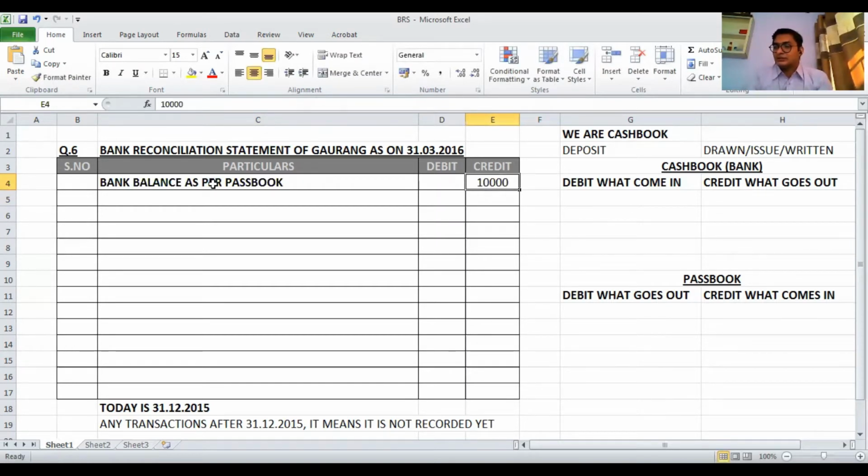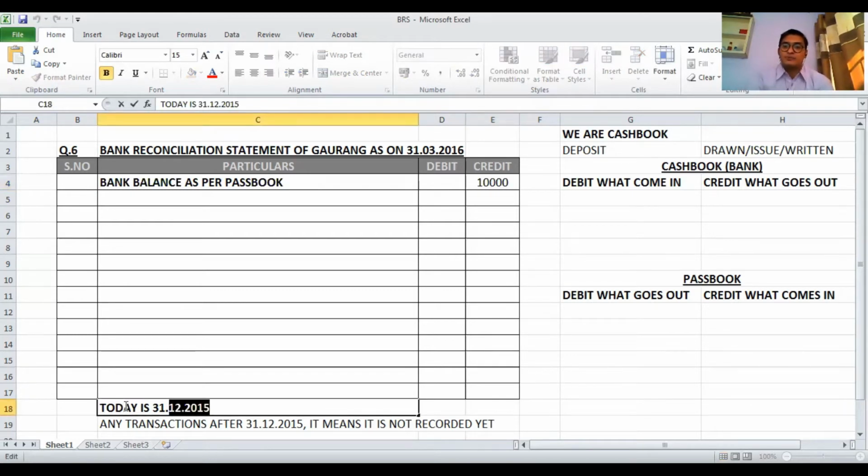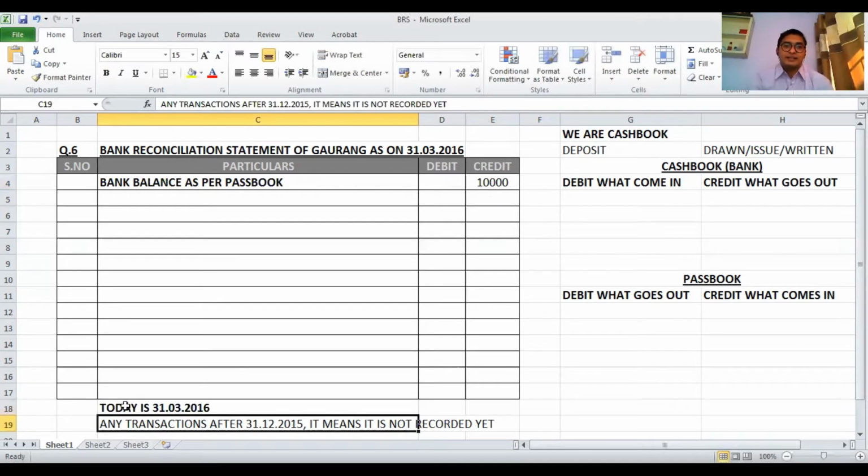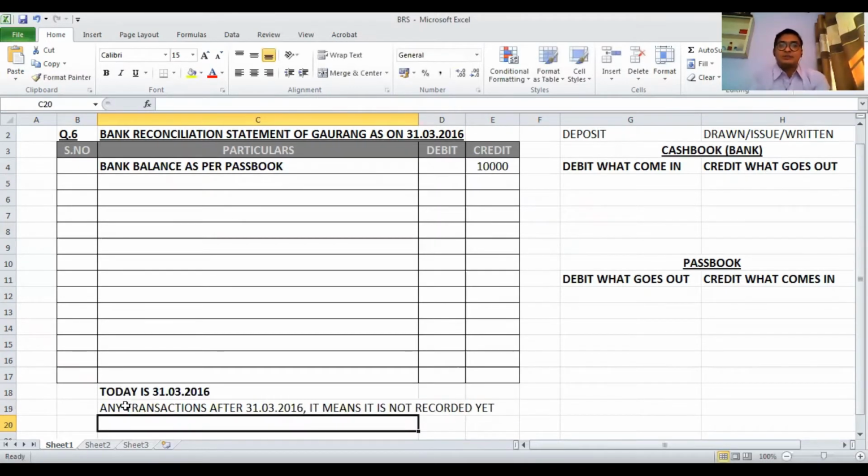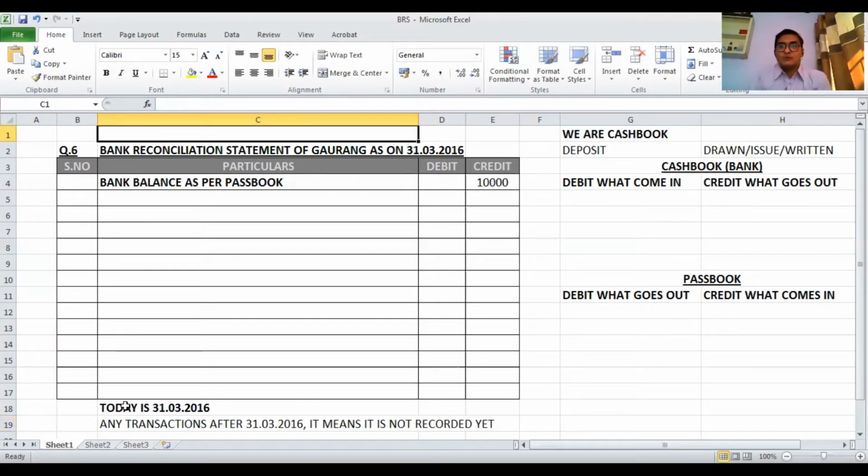As on 31st March 2016, here the bank reconciliation statement that we have to prepare is on 31st March 2016. So now today is 31st March 2016 and any transactions occurred after 31st March 2016 means it is not recorded yet and now we have to record such transactions.